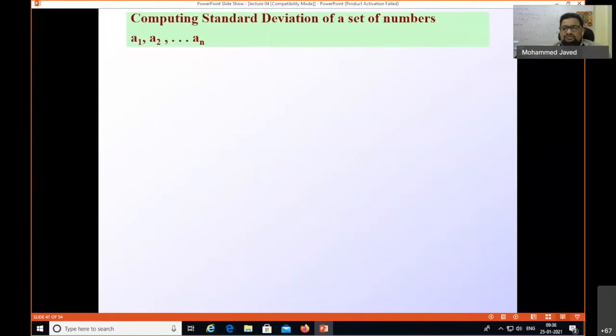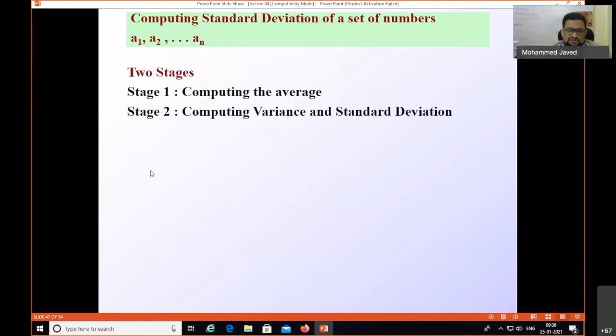Now another very interesting problem: computing the standard deviation of a set of numbers. This is a two-stage algorithm. Here I am developing a two-stage algorithm. Stage one is computing the average, because in order to calculate the standard deviation, we need the average. The second part is computing the variance and standard deviation.